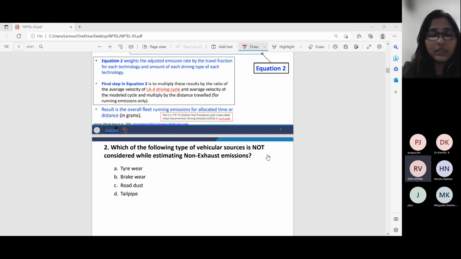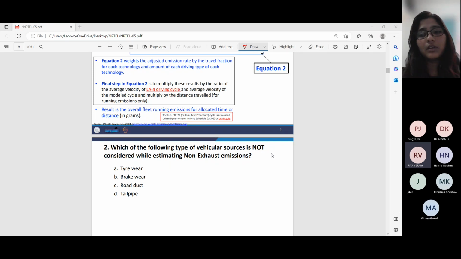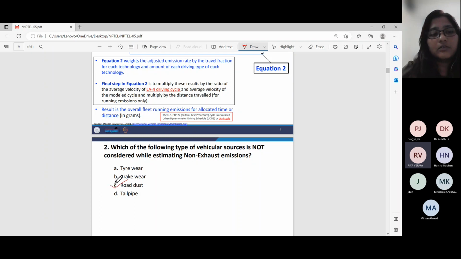Okay, so coming towards the next question. The second question is, which of the following types of vehicular sources is not considered while estimating non-exhaust emissions? Option 1 is tire wear, option 2 is brake wear, option 3 is road dust, and the fourth is tailpipe emissions. So basically, which of these is not a kind of non-exhaust emission? Road dust. Okay, correct. The answer is road dust.